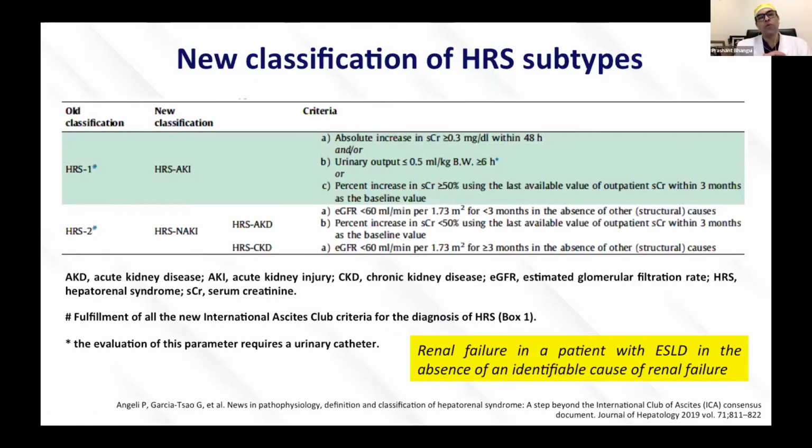Since we're addressing a lot of students and young hepatologists here, it's also important to know that the definition of HRS today has changed. There's a new classification now. We are moving away from the HRS 1 and 2 of the ascites club as well as the KDIGO classification towards HRS-AKI and HRS non-AKI, where the NAKI is further divided into HRS-AKD and HRS-CKD, and the definitions and criteria for them are as follows. But what is important is that renal failure in a patient with end-stage liver disease in the absence of an identifiable cause of renal failure is what you would put as HRS in these patients.